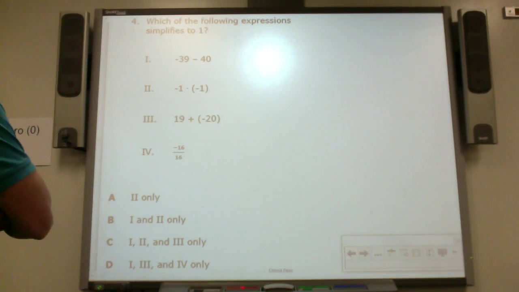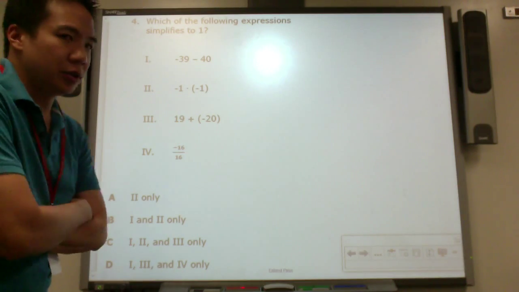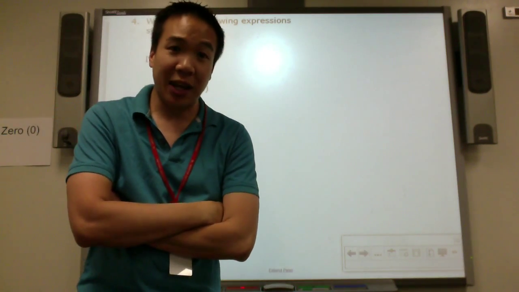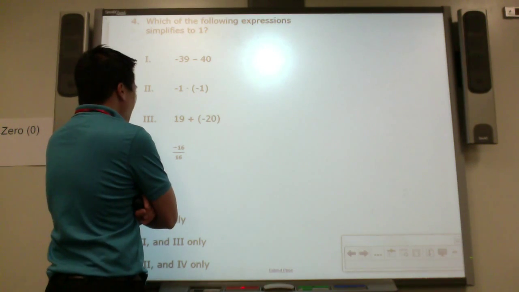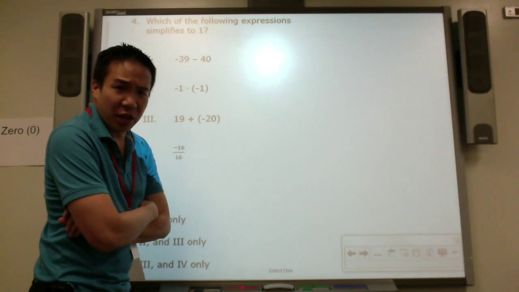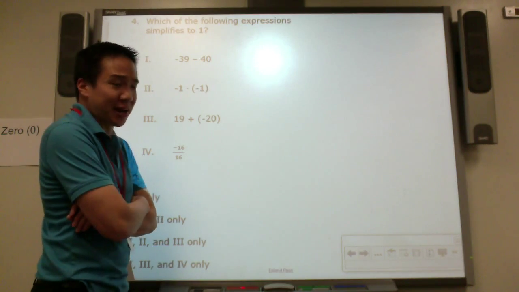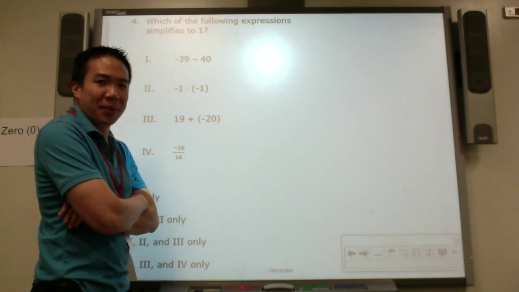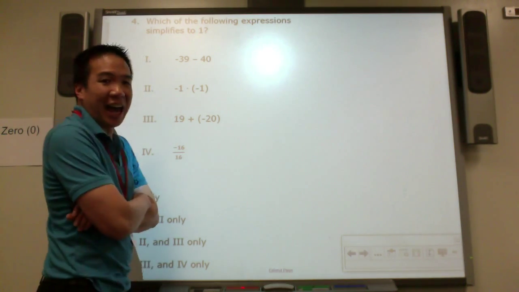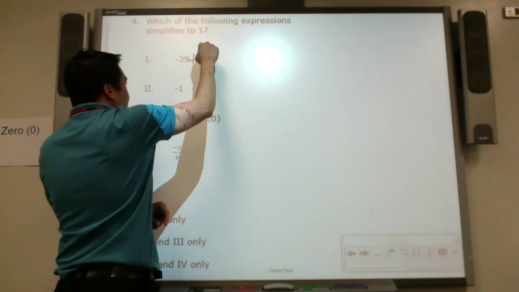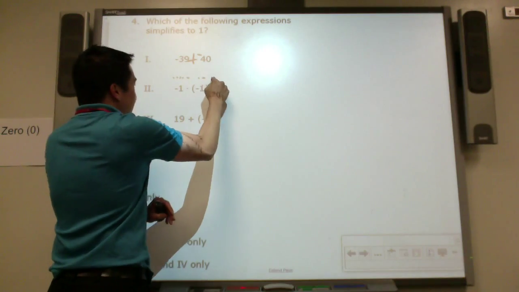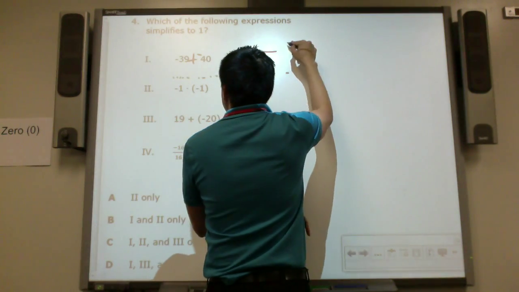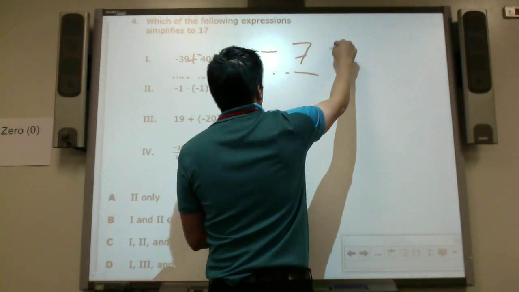Which of the following expressions simplifies to 1? You should remember this question from your last test. So, what do you know about subtraction? It is keep, change, flip, or like that. If you like that from Patterson, I don't use it. No, junior high teachers use that. We use add opposite. Keep, add opposite. 39 negatives, and I put 40 negatives to it. That's a lot of negatives. So it's negative 79.